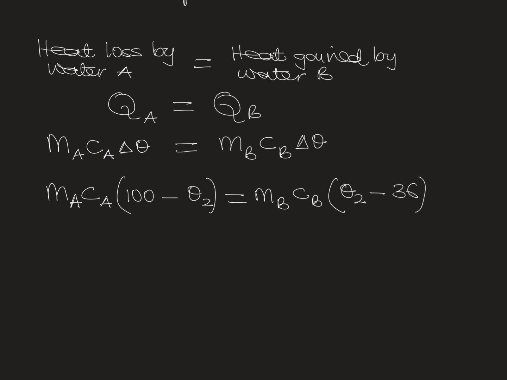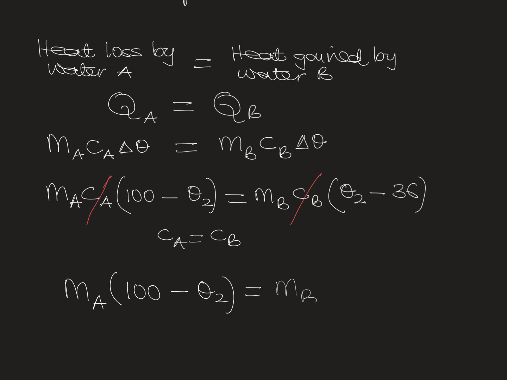We know that we are dealing with the same type of substance, that is water. So because we are dealing with water, it means that the specific heat capacity is the same. So we can say Ca is equal to Cb. That is, the specific heat capacity for water A is the same as the specific heat capacity of water B. So we can make this equation simple for ourselves by cancelling the specific heat capacities. So that is, we're going to have mass of A into 100 minus theta 2 is equal to mass of B into theta 2 minus 36.